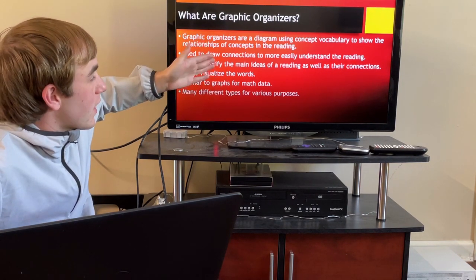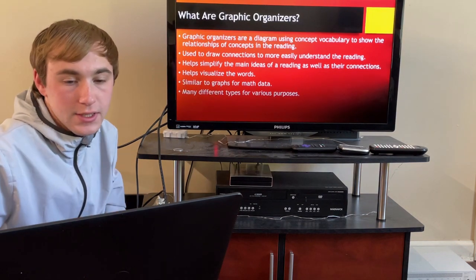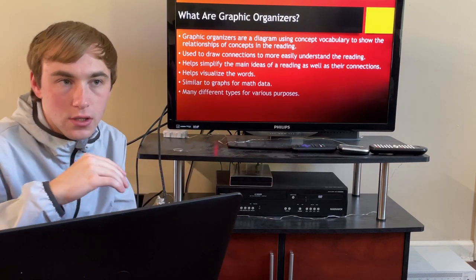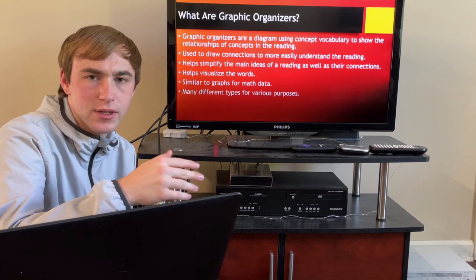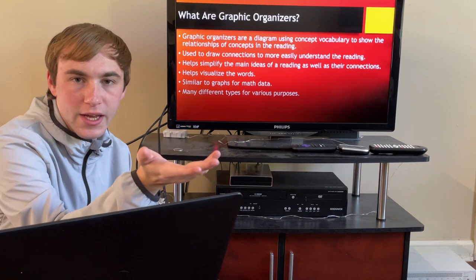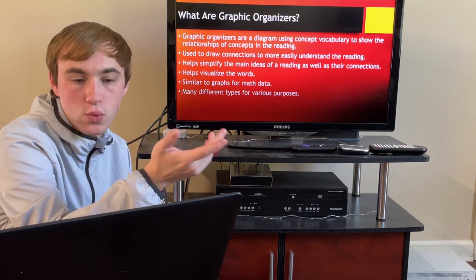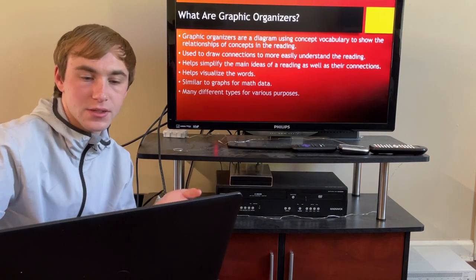You draw connections with that. And it helps simplify the main ideas. Really, it shows you, like I said before, their connections. It helps visualize it. Instead of, like I said before, a big wall of text, not exactly easy to comprehend, it shows the same ideas inside the big wall of text, but in a more easy to understand, more pleasing way. Sort of similar to graphs and math data and statistics.